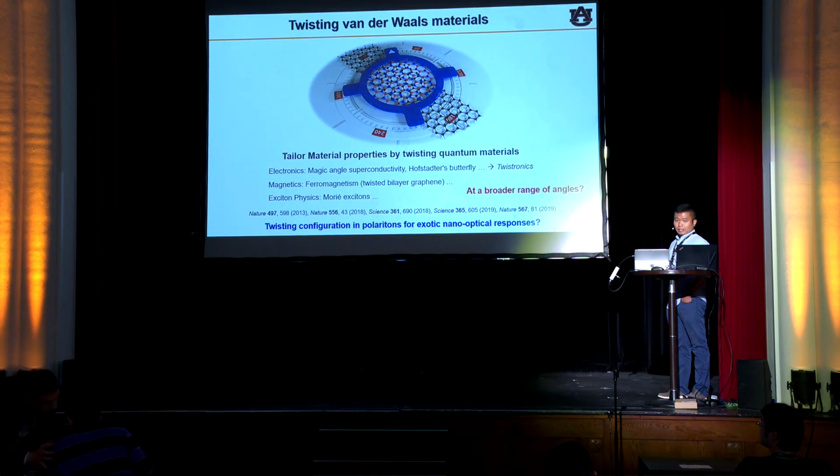All right, I believe that everyone in this conference has been convinced that in addition to stacking, one could also do twisting, and this is a very important strategy that you could utilize to engineer our quantum material properties and has been pioneered in electronics, magnetics, and exciton physics. So the question we ask is whether we could see our twisting effect in polaritonic nano-optics responses.